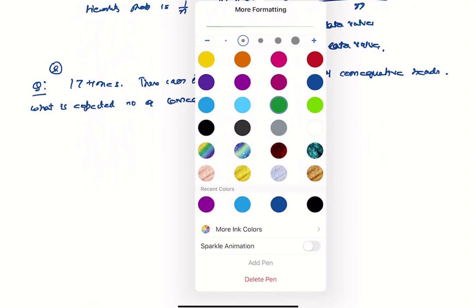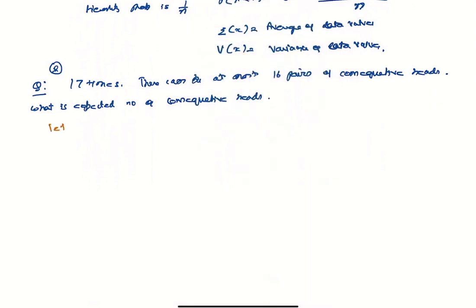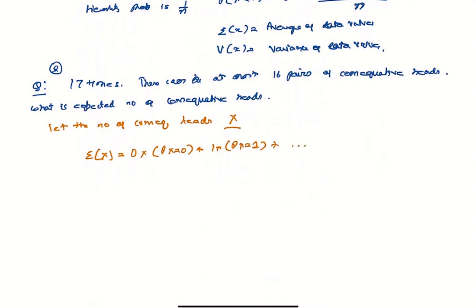So let's try a different pen here. Try the orange pen. So let the number of consecutive heads be a random variable x. Now we can try to calculate it as the expected value of x: 0 times probability of x equal to 0, plus 1 times probability of x equal to 1, plus all the way to 16 times probability of x equal to 16.